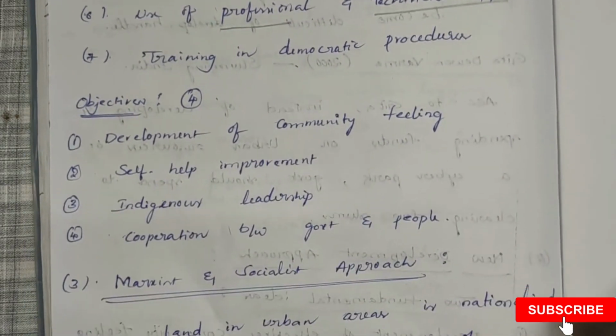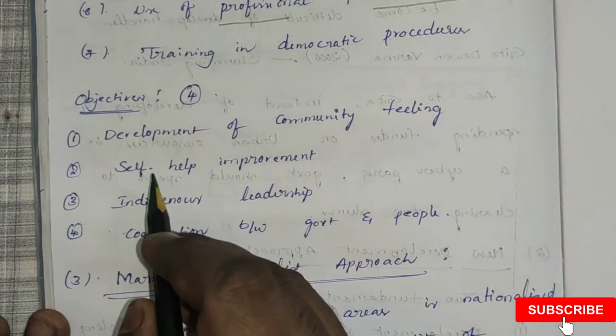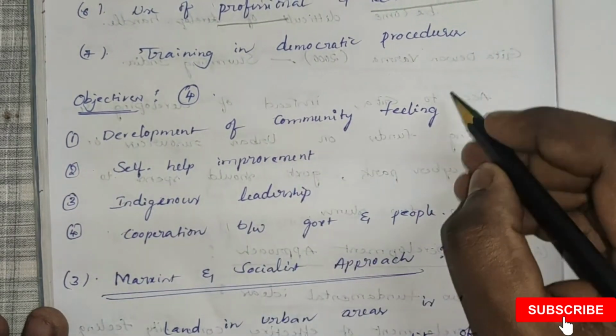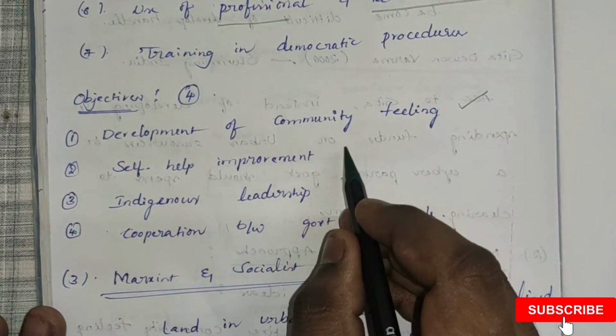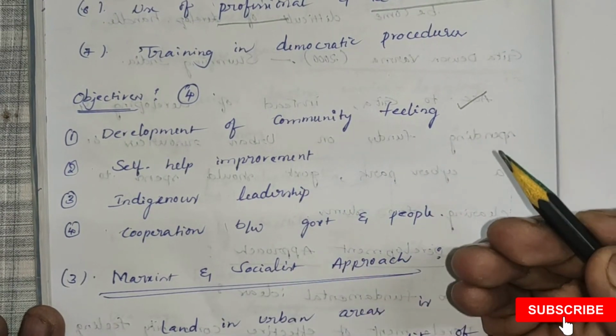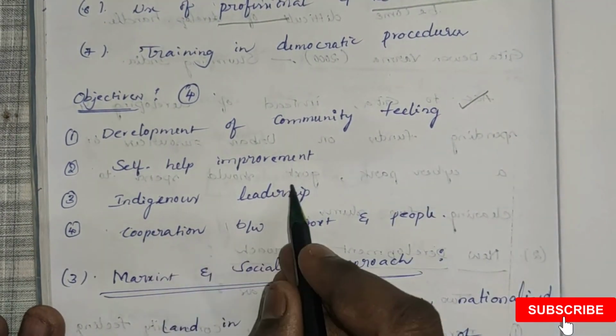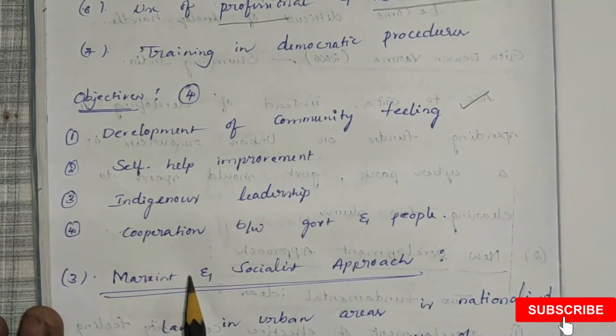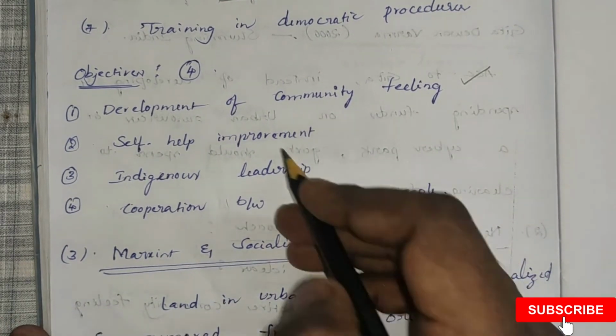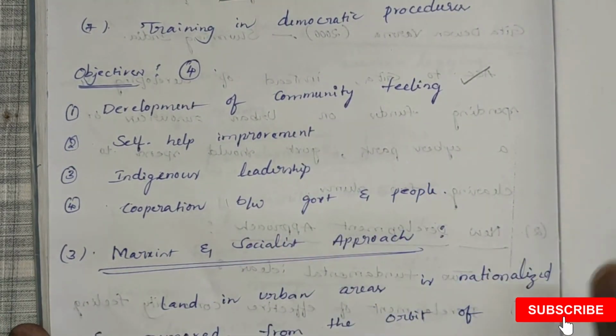Let's see, there are four objectives in the new development approach. Development of community feeling. This will help the slum people to eradicate the slum by themselves. Self-help improvement, indigenous leadership, cooperation between government and people. These four objectives would help to eradicate the slum completely.